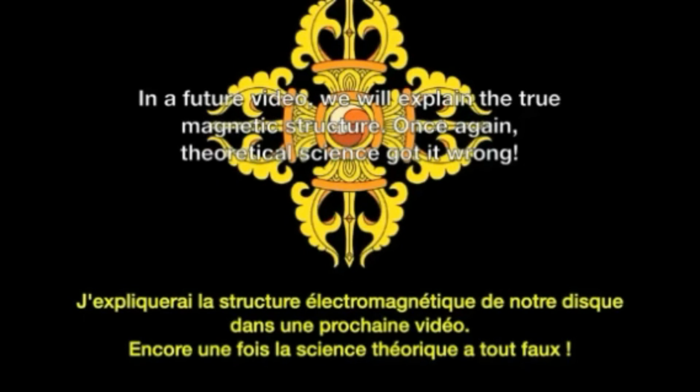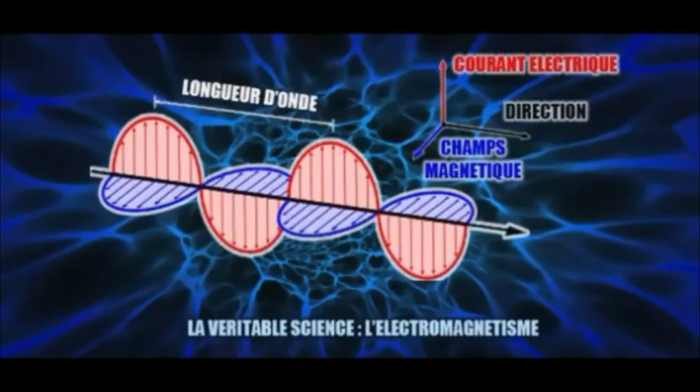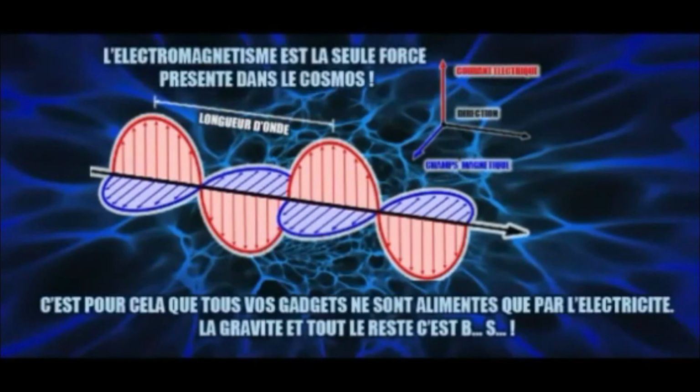Once again, theoretical science got it wrong. Again, remember what science really is, an experiment that is observable and repeatable. Theoretical science is not real science. It's a religious belief system. Real science, electromagnetism. Electromagnetism is the one true force in the cosmos. That is why you only have gadgets that are powered by electricity. Gravity and the others are bollocks. Don't worry, we will explain.